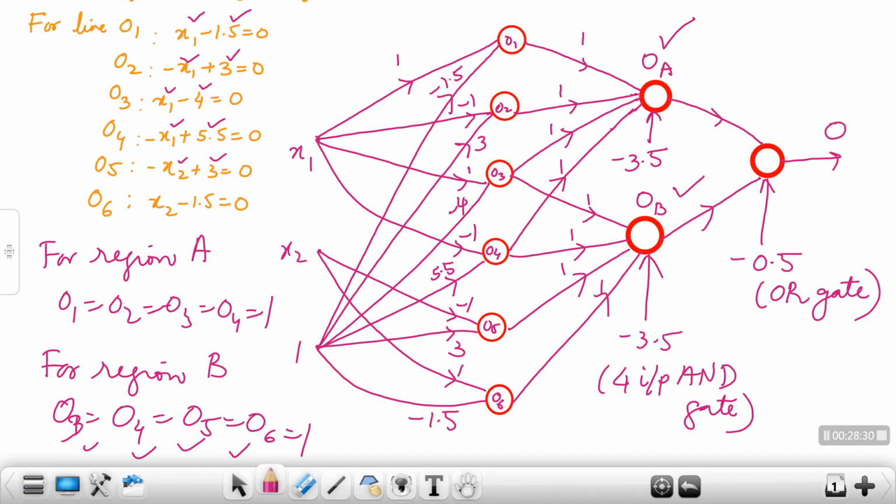This is the classifier which is designed in order to give that particular classification which is shown in that particular diagram. Is that clear? So this problem is done.